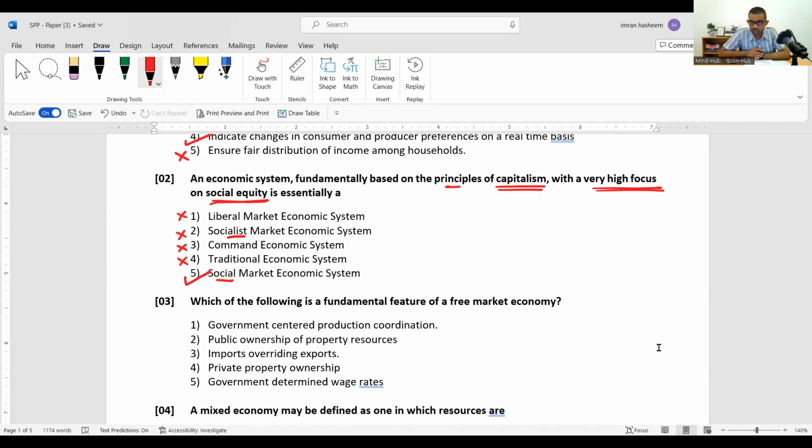Question number 3: which of the following is a fundamental feature of a free market economy? Fundamental meaning foundational, a very basic feature, without which we can't have a free market economy. A free market economic system stands on several key pillars. One of those very important pillars, almost the central pillar on which we have a free market economic system, is private property rights, private property ownership. Answer number 4.